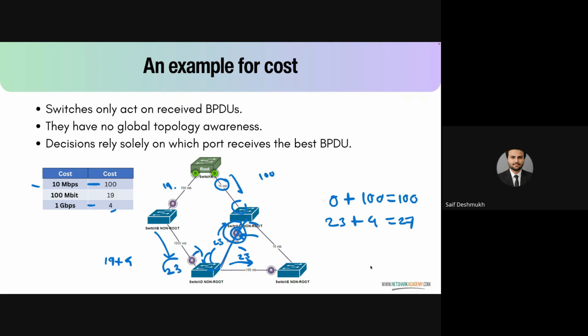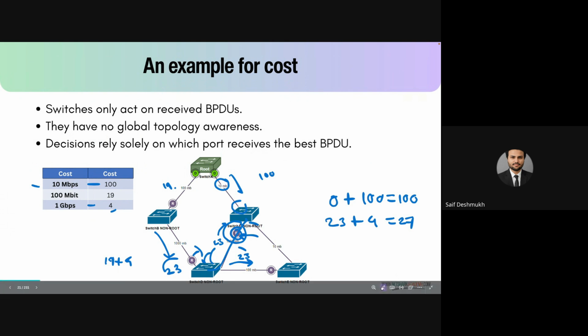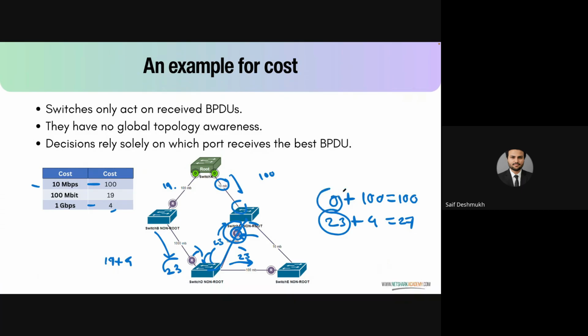So what I want you to understand right now is that anywhere you see a topology, you should understand why a certain switch has selected this interface as a root port, because this is the first step of troubleshooting spanning tree. The switches only make decisions on the BPDUs that they receive: received BPDUs plus the local cost.